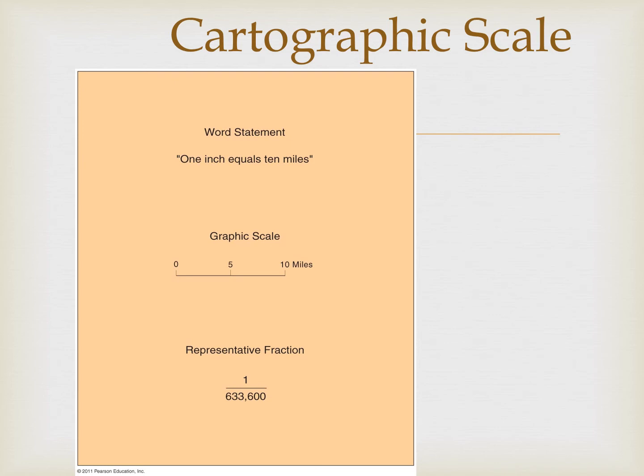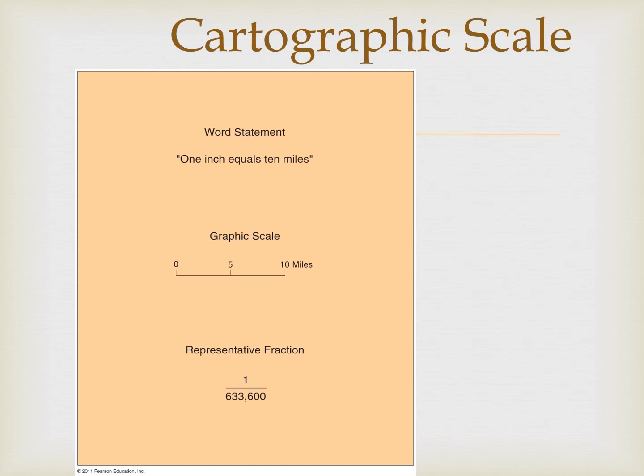So we talked about cartographic scale as the degree to which something has been reduced on a map compared to the same space or feature on the Earth. And there's three ways of depicting that level of reduction. One is a written or word statement. In the example here, 1 inch on the map represents 10 miles on the surface of the Earth.